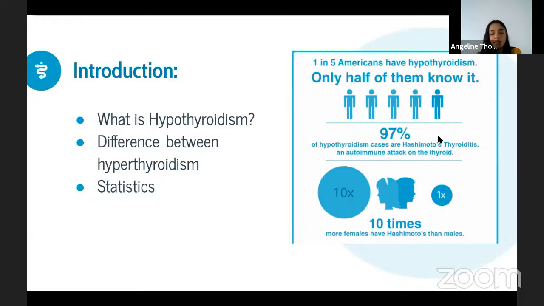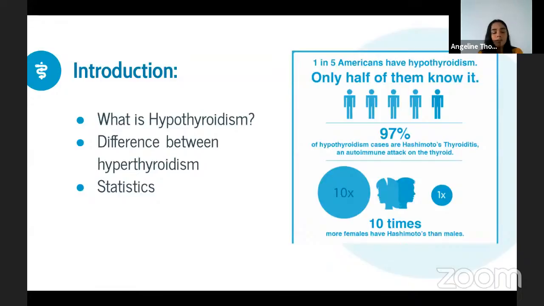So hypothyroidism is an endocrine disorder where an underactive thyroid gland is producing inadequate amounts of thyroid hormones T3 and T4. In comparison, hyperthyroidism is when your body is producing too much of these hormones and your thyroid gland is overactive. I wanted to mention hyperthyroidism because it's another related condition, but I'm going to be talking about hypo because it's more common.